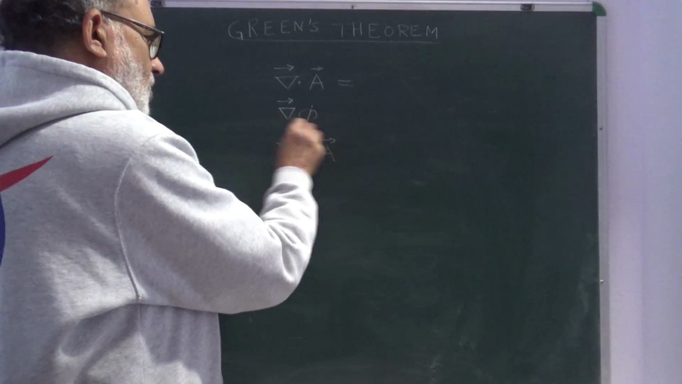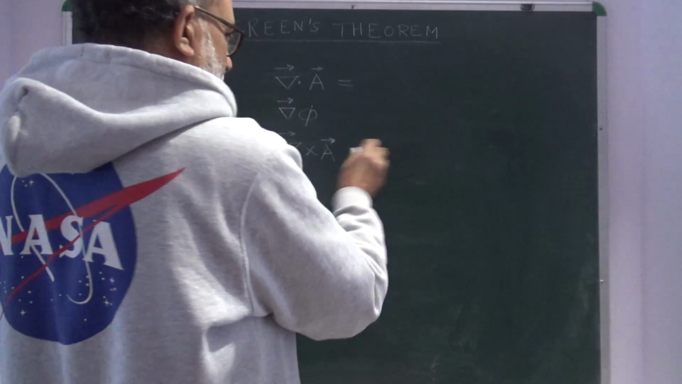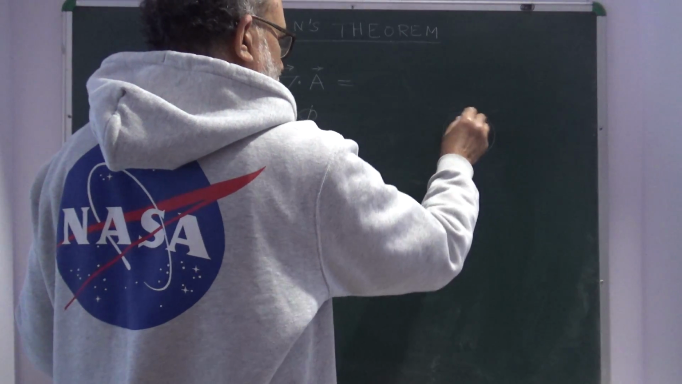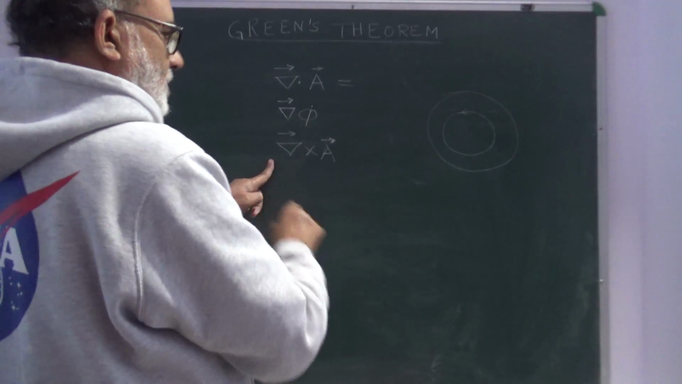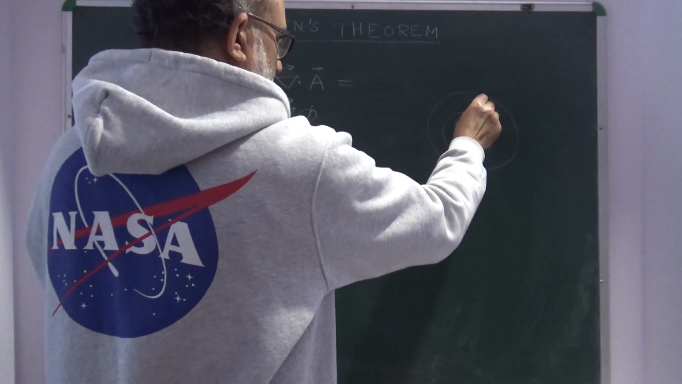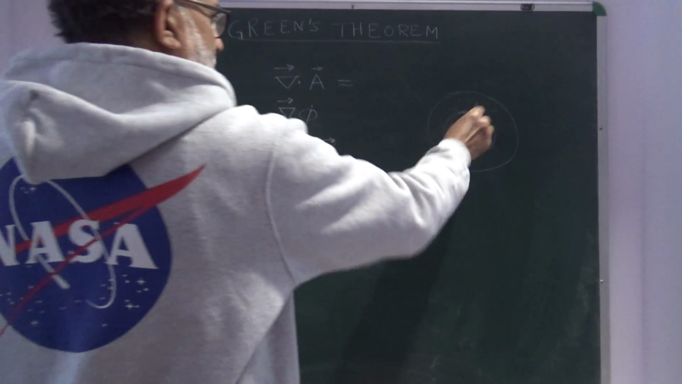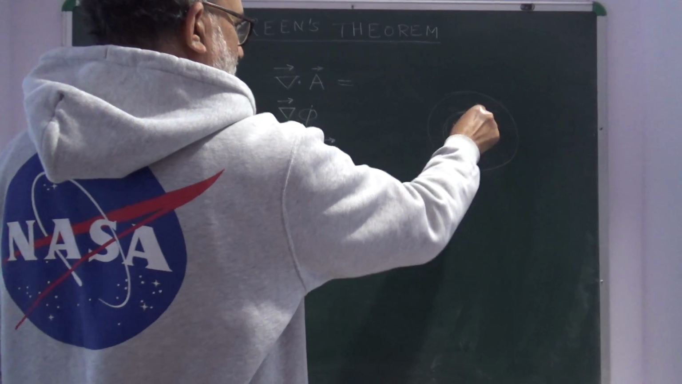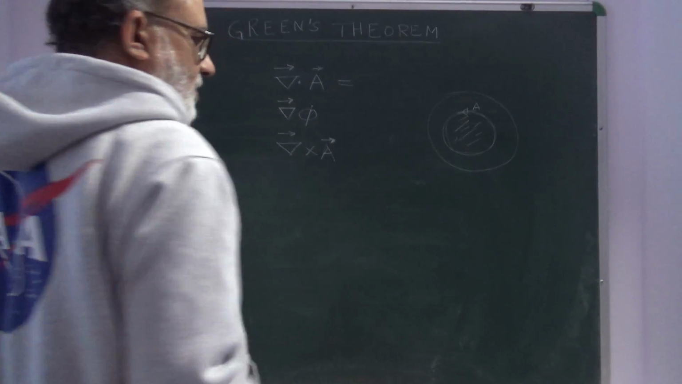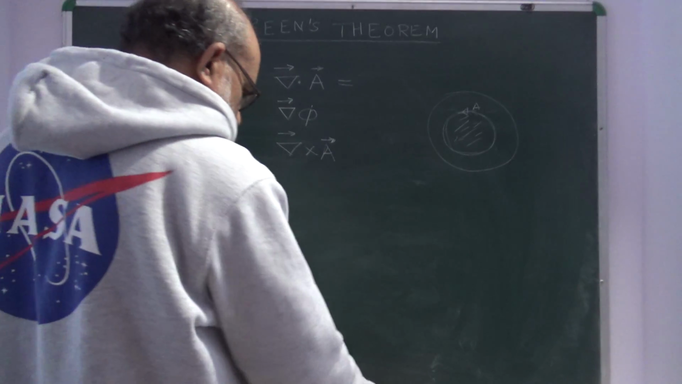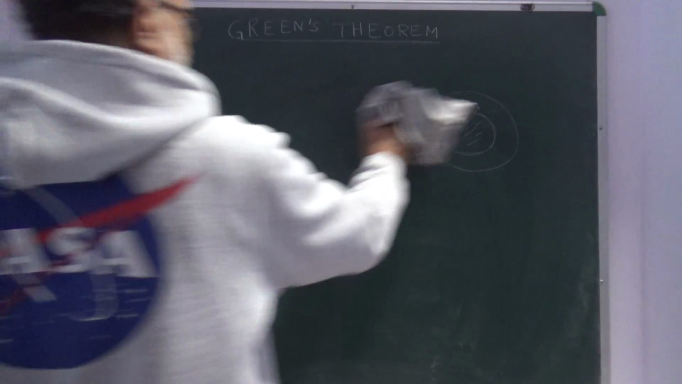Curl is applied only on the field which is rotating field. That is, if A is a field which is rotating, then the curl of A means the line integral of A over the whole circular path per unit area. So when this circular path encloses an area of some surface area, this we have already done, and now today we will do Green's theorem.